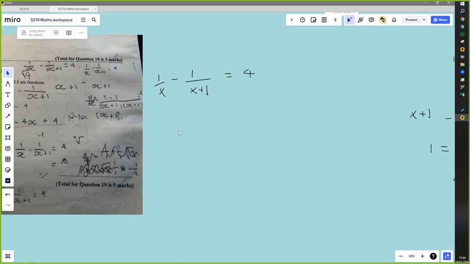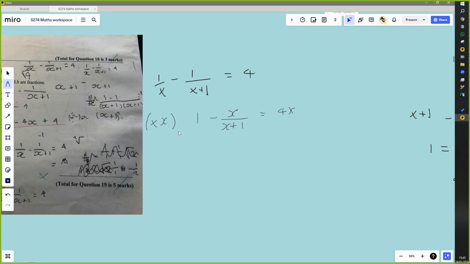Okay, so we're first of all going to times it by x, actually. I don't know if that makes sense. I'll do my x's like that. That's what I'm doing, I'm timesing it by x. So the first term becomes 1, the second term becomes x over x plus 1, and on the other side it becomes 4x.